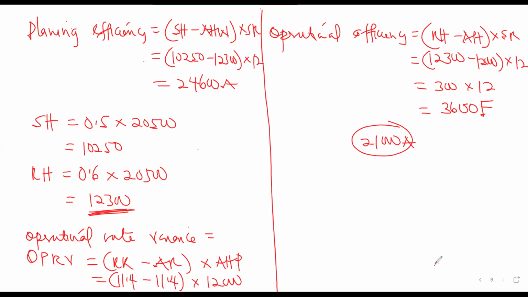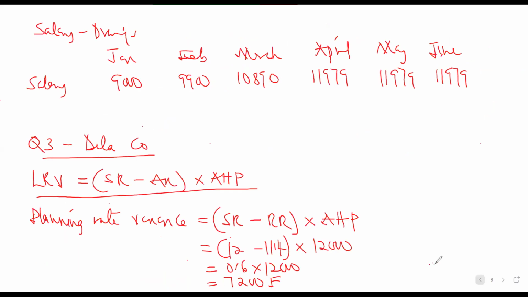They are all efficiency. So if they ask you for the total efficiency variance, you just put the two together. So one is negative, one is positive. Okay. So that will be 24,600 minus 3,600. I'm having 21,000. Is that correct? Yes. Okay.